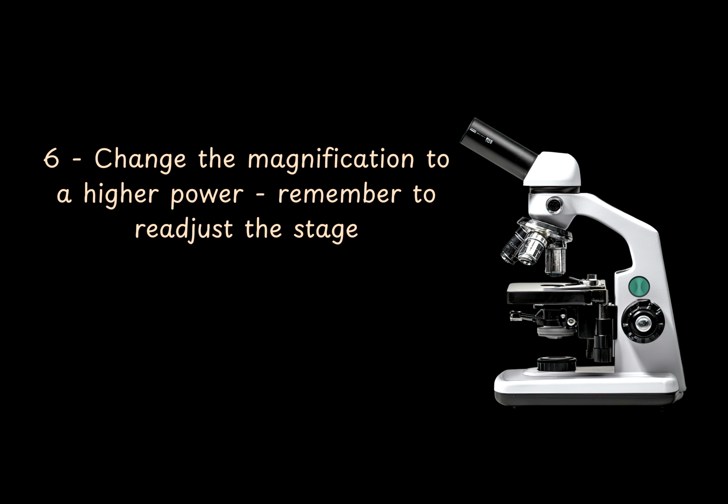Step 6, and this is the final step. After viewing your specimen using the lowest magnification, you can go ahead and change the magnification to a higher power. Remember, you need to readjust the stage. How do you do that? You need to pull the stage up very, very close to the objective lens that you're using. Then you look in the eyepiece and use the coarse adjustment knob to bring the stage down slowly until the specimen is in rough focus. And then you use your fine adjustment knob to bring it into total focus.